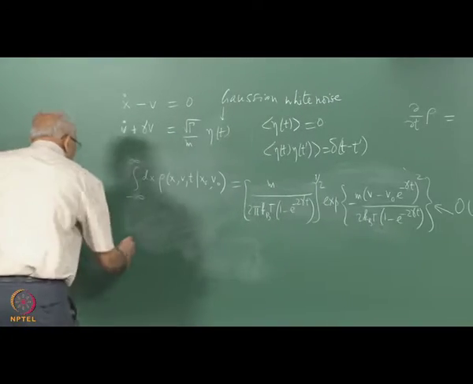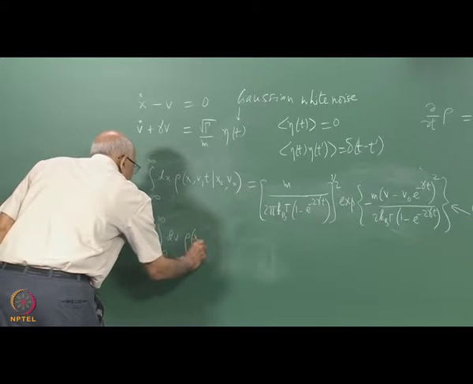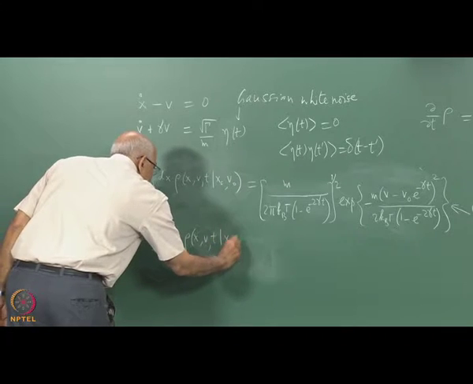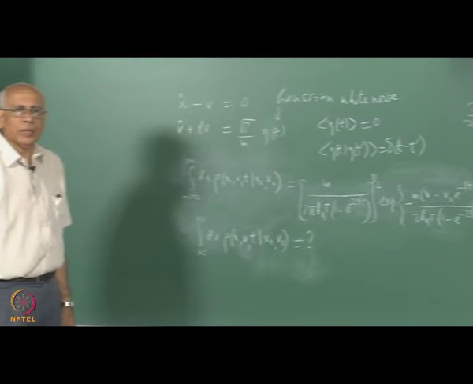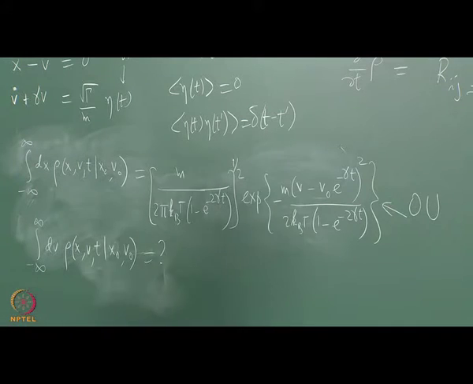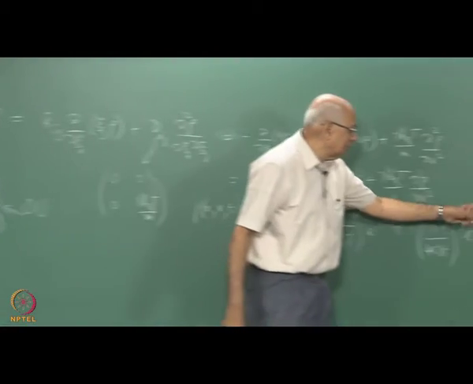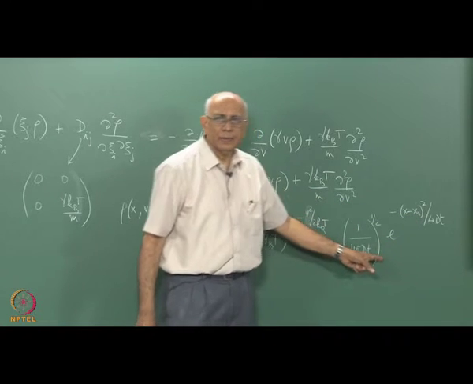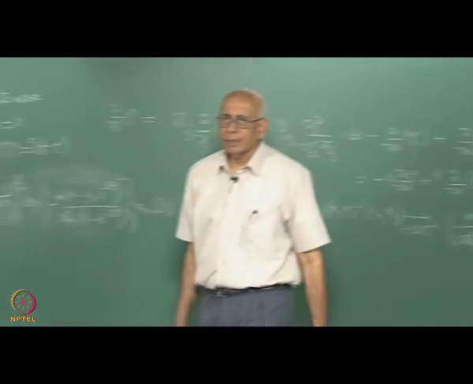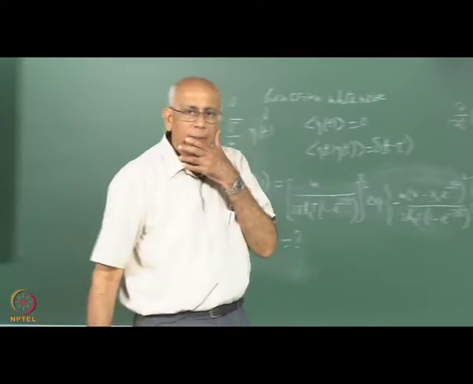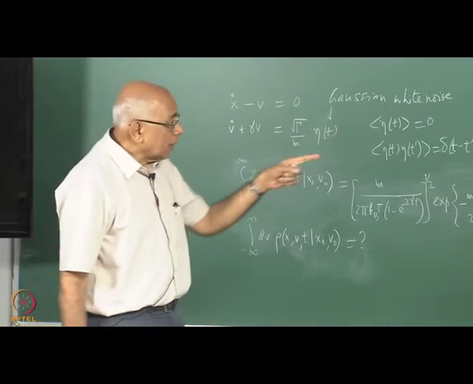What do you think you will get if you did the integral from minus infinity to infinity dv of rho of x, v, t given x naught, v naught? What should you get? What would you expect? Would it be this? What does your intuition tell you? Would it be that distribution? I got rid of the velocity altogether. So do you think it would be that distribution?